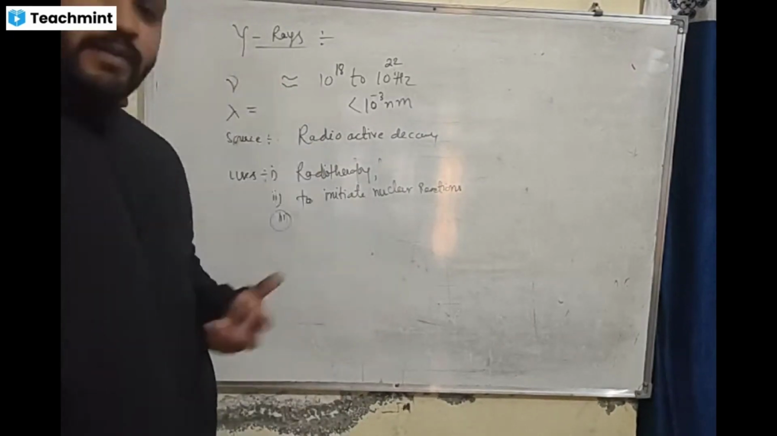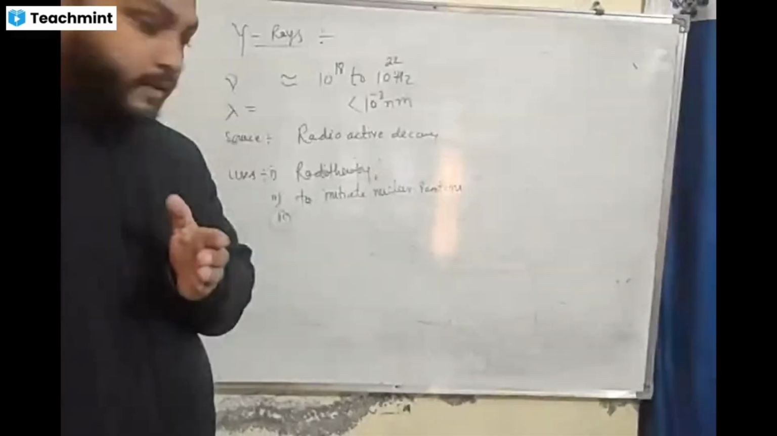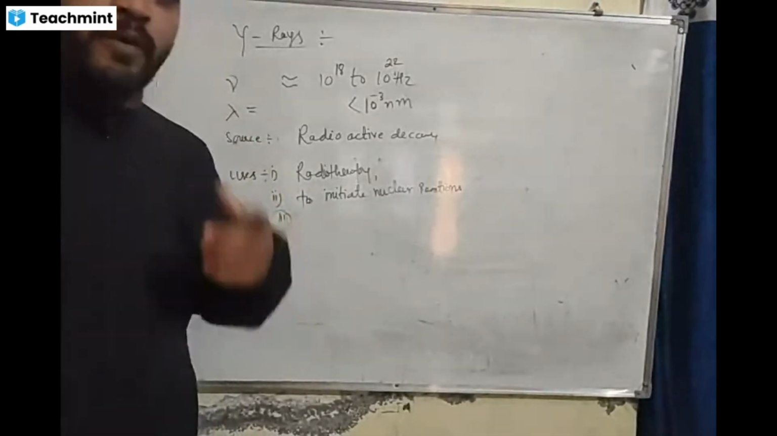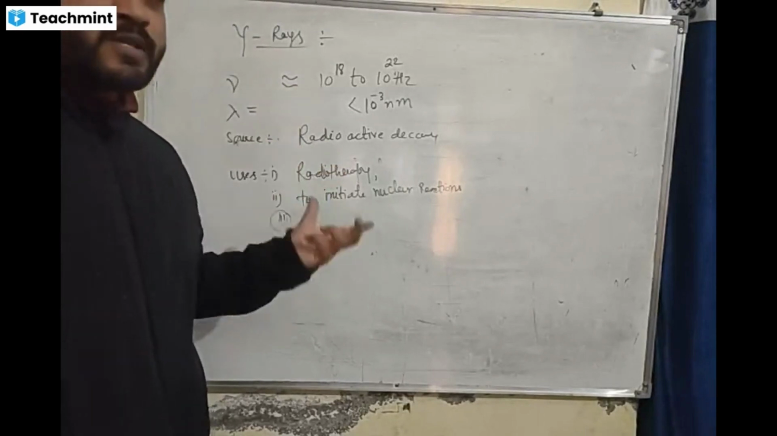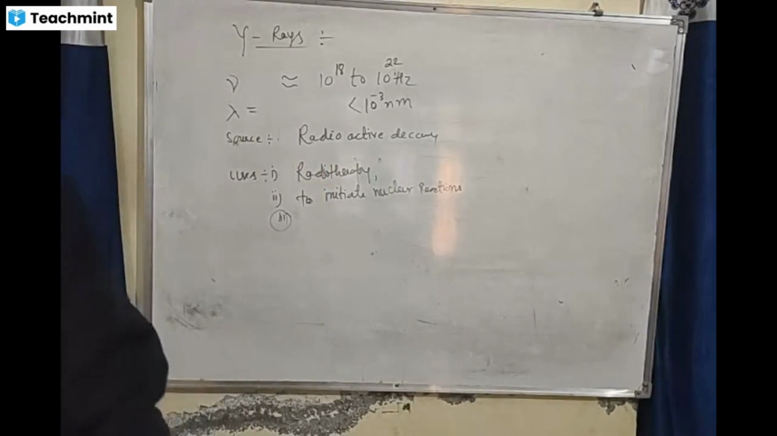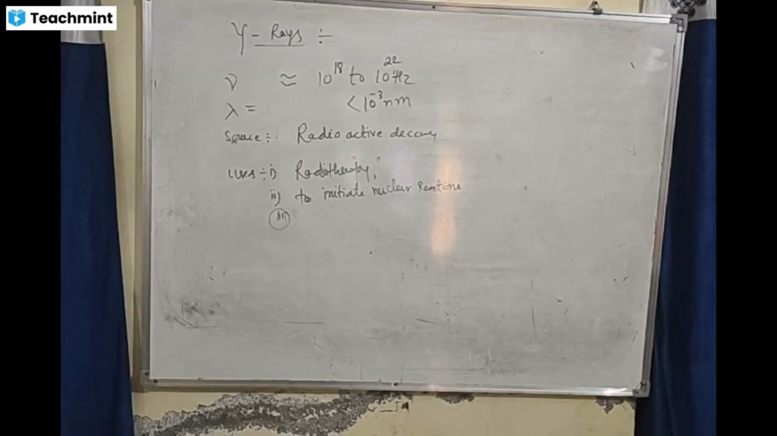So these are all the very important parts of the electromagnetic waves. The most important thing is that you have to know the wavelength range, the source of each type of wave, and at least 3-4 uses of each part of the electromagnetic waves. Note this down.